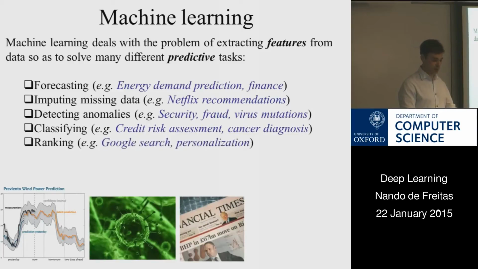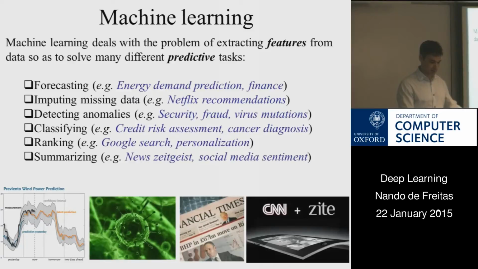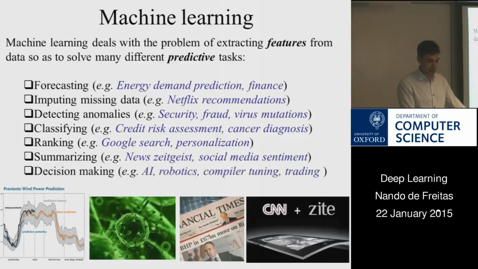Ranking, some problems like personalization, as the sort of things on the web that we use. Summarizing, that's a big part. You're bombarded. There's a million reviews for this hotel. You don't read them all. What you want is a summary, and a lot of companies invest a lot in machine learning to provide you with that summary. And ultimately, robotics.